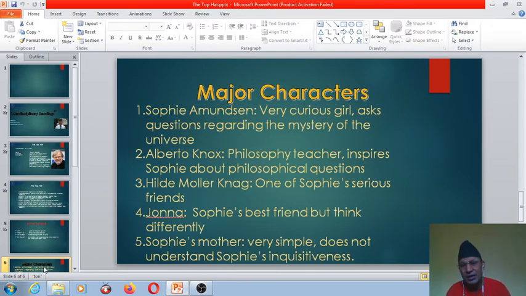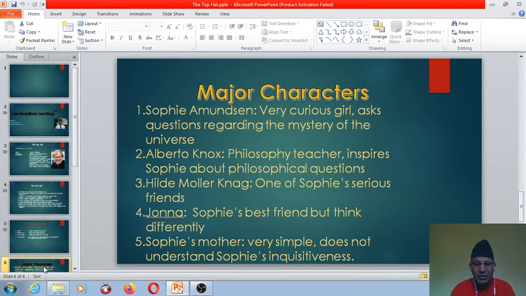Now let's talk about some of the major characters here. As you already know, the major characters are Sophie and Alberto Knox. Sophie Amundsen is a very curious girl who asks questions regarding the mystery of nature and the universe. She was significantly different from other children. She has a wonderful sense of curiosity. Another character is Alberto Knox. There are other teachers and other persons, friends and mothers, but Alberto Knox is quite different. He is an excellent teacher of philosophy, and he inspires Sophie about philosophical questions. He does not teach children like other traditional, conventional teachers, but inspires children like Sophie regarding the mystery of nature and the universe. He creates curiosity about philosophy.